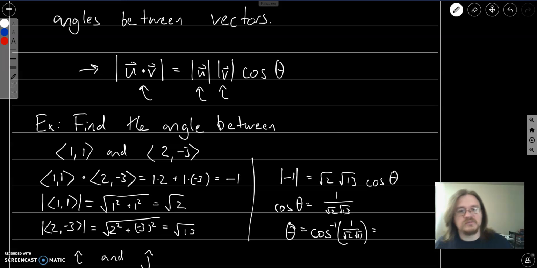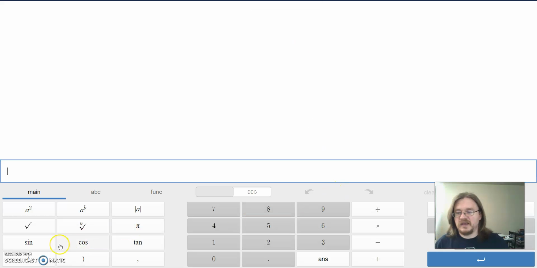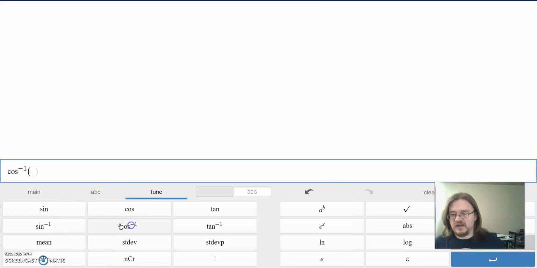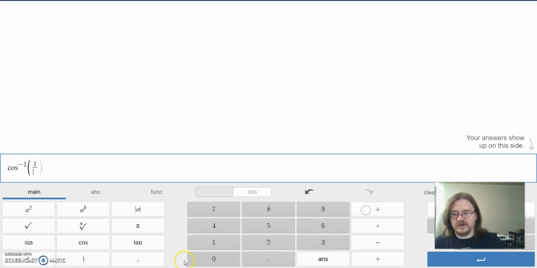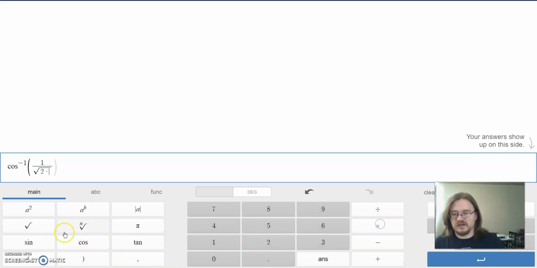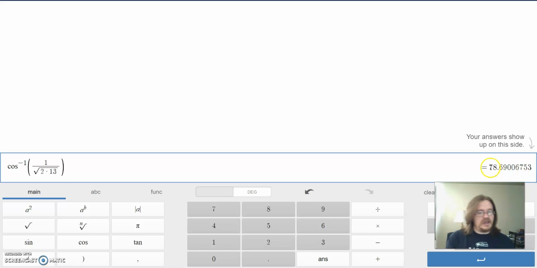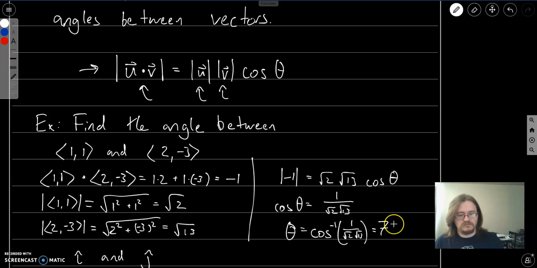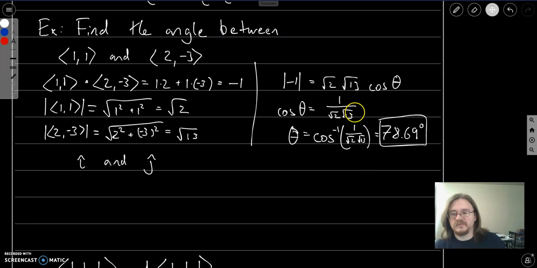And this is just something that we can plug into our calculator. I'll switch over to Desmos, and we want the inverse cosine of 1 divided by square root of 2 times 13. And we get 78.69. So it's not too bad doing this. All we have to do is find their dot product and find their lengths, which is just doing another dot product and square root. And what I'll do is do one more quick example.